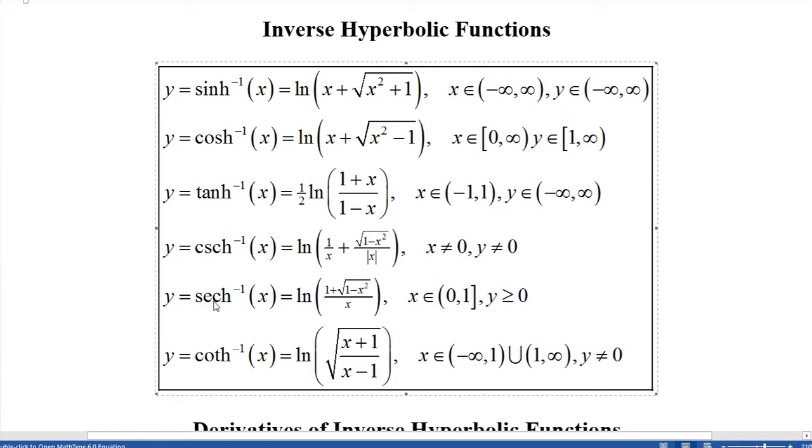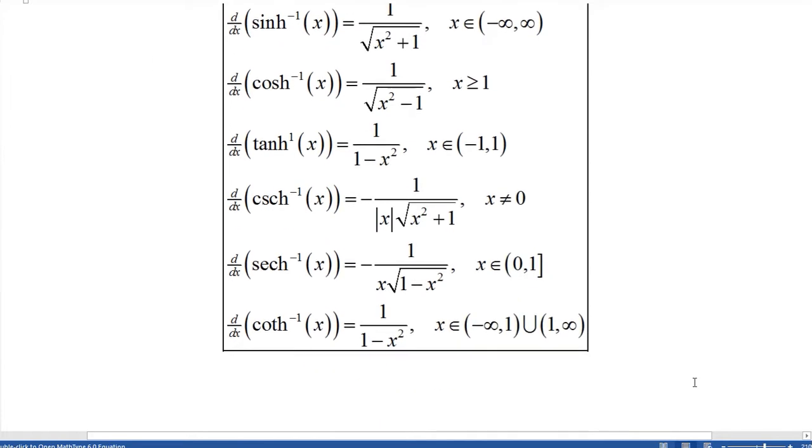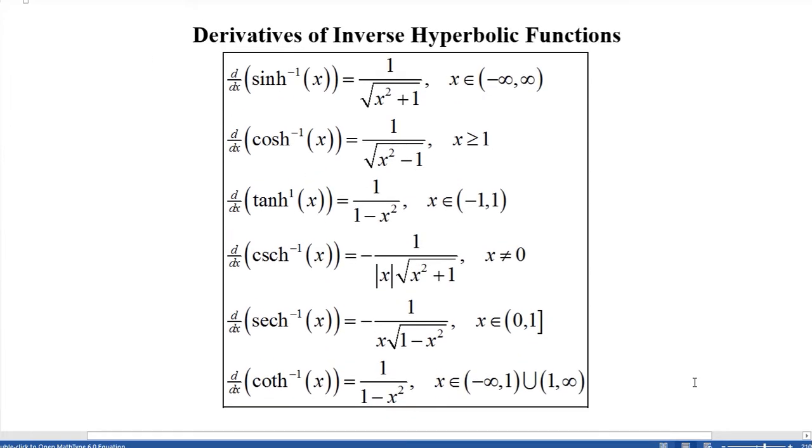The inverse hyperbolic secant of x is the natural log of 1 plus the square root of 1 minus x squared over x. And that's defined from 0 to 1, including 1 but not 0. Turns out y's are all positives and 0. And y equals inverse hyperbolic cotangent of x is the natural log of the square root of x plus 1 over x minus 1. But this is only defined when x goes from negative infinity to negative 1, union 1 to infinity. The derivatives then are given by this table.